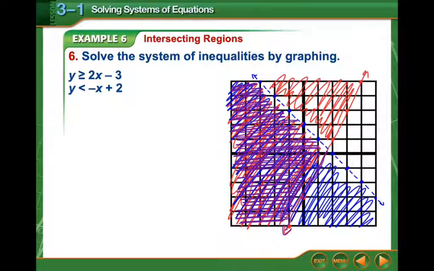And that is how you solve systems of inequalities. There's really nothing to write out aside from graphing them. So now I want you guys to try one.